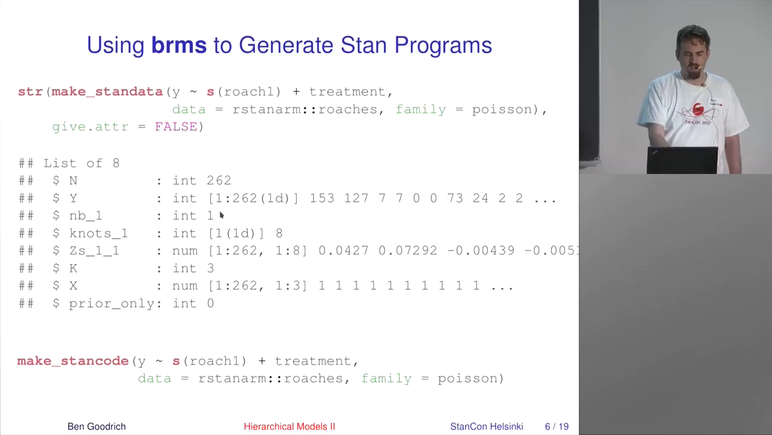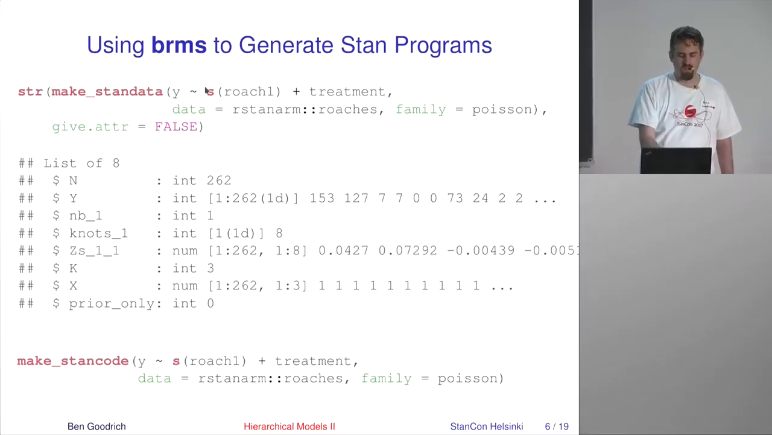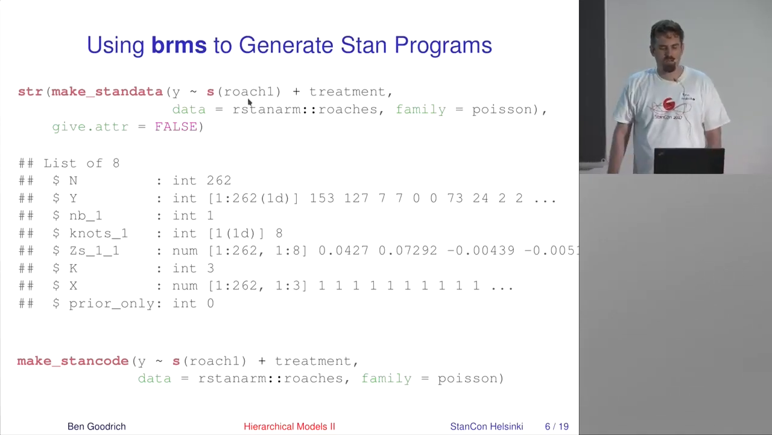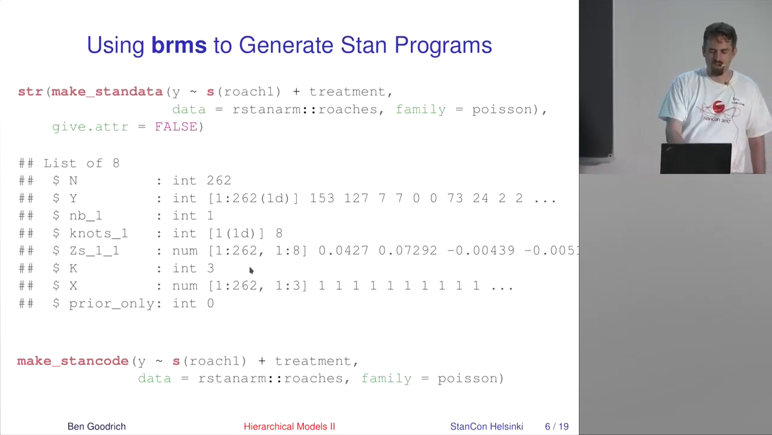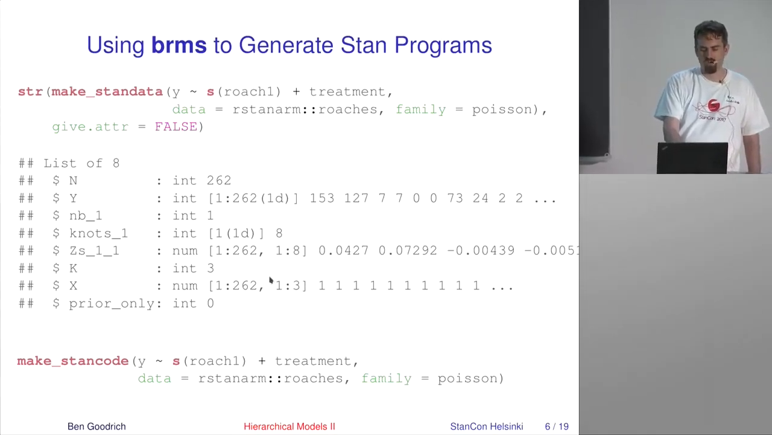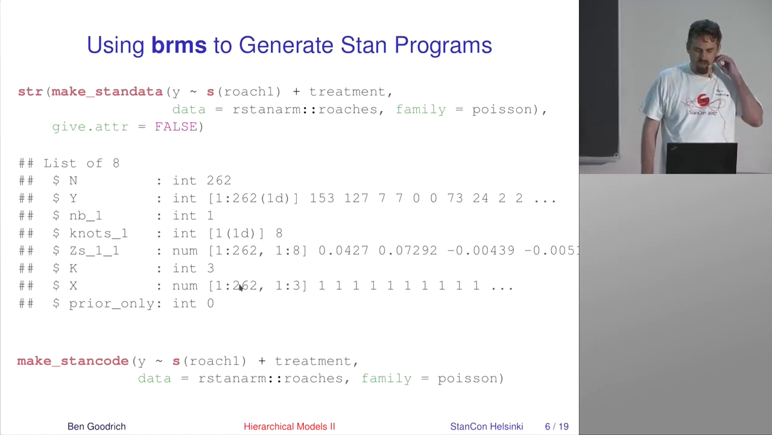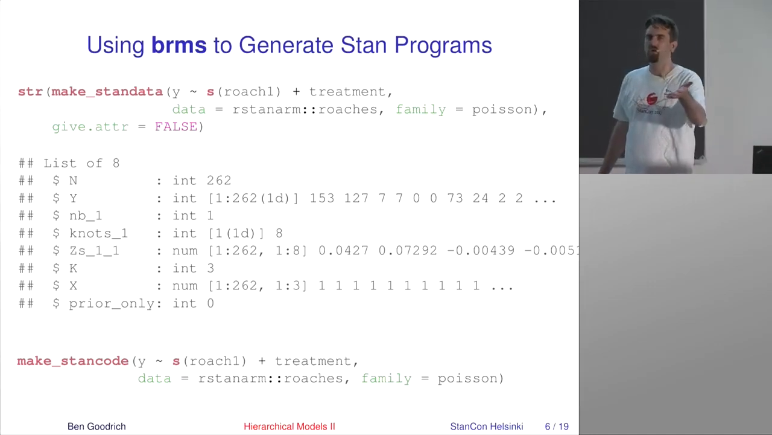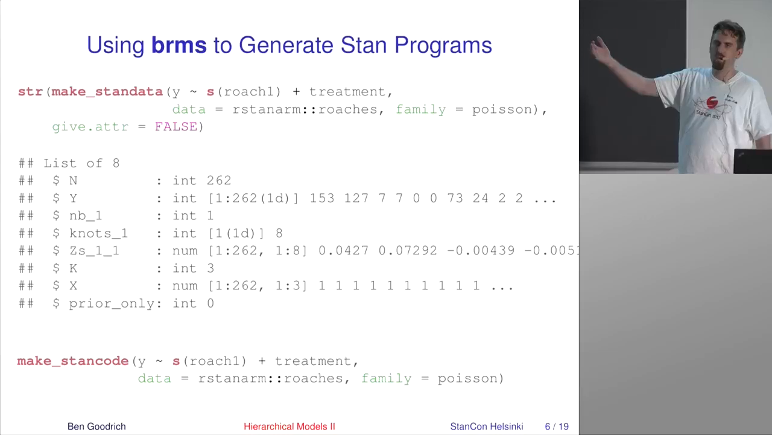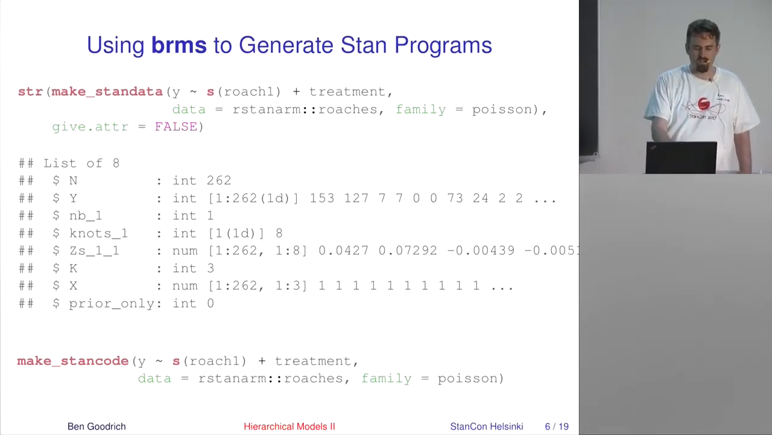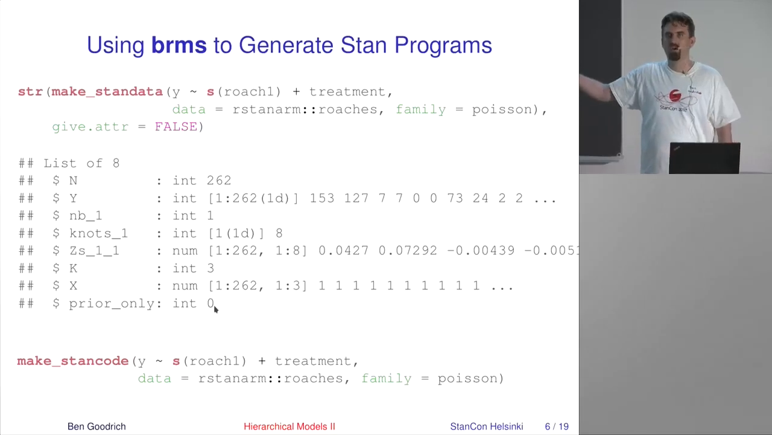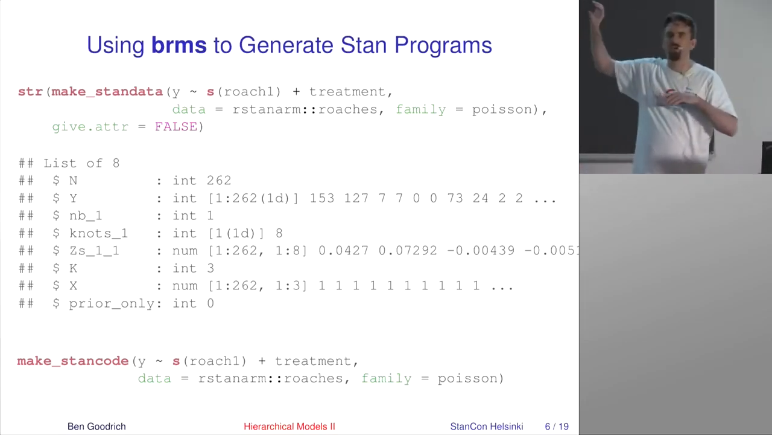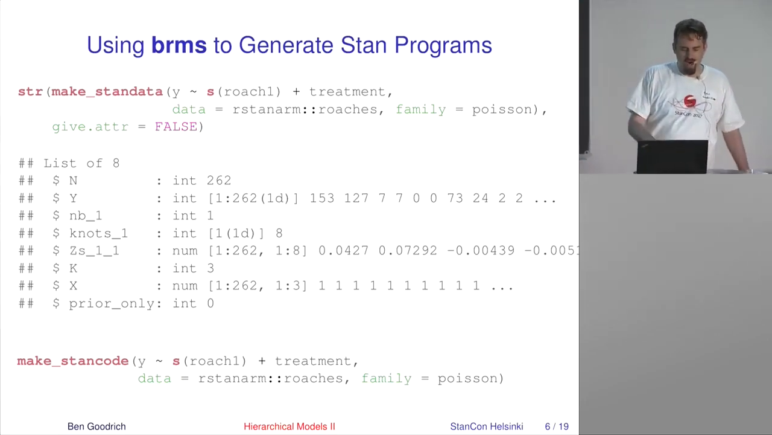K is the number of coefficients that are common. So it's the intercept, the coefficient on the treatment effect, and the linear part of the spline. So there's going to be a 262 by 3, or 262 by K, matrix X that's going to hold all of that. And a flag, in this case 0, saying, do you just want to draw from the prior, or do you want to draw from the posterior distribution? Since prior_only is 0, we're going to be drawing from the posterior distribution. So these are the data things that are being passed to the Stan program, which we're going to look at next.